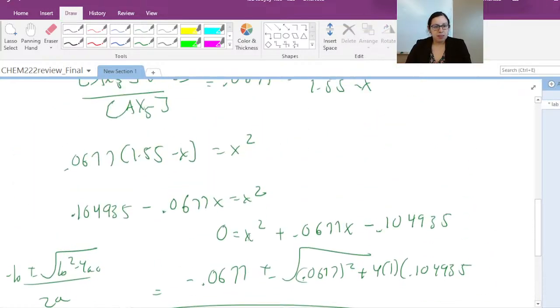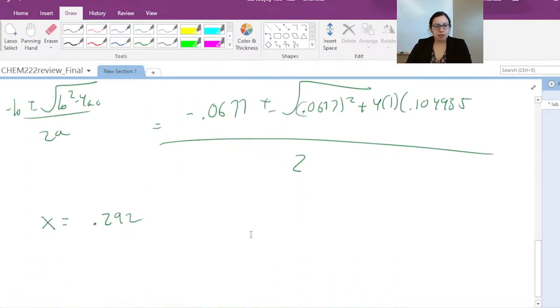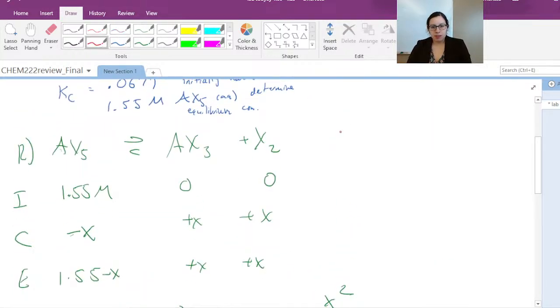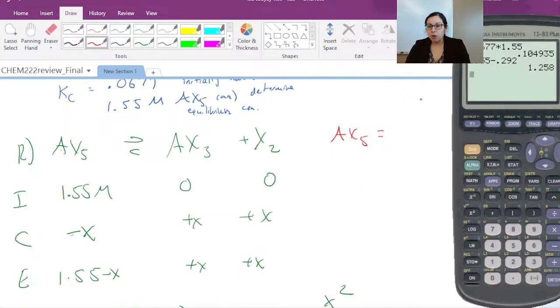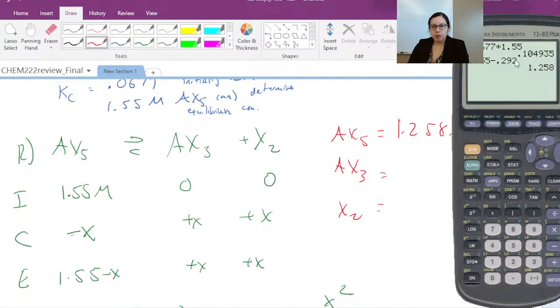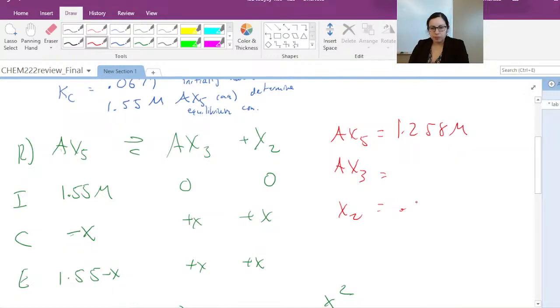All right. Let me rewrite that. So that was AX5, or we could write this up top now. So our answer, AX5, plugging that in, 1.258 molarity. And then the other ones were both x, so both 0.292.